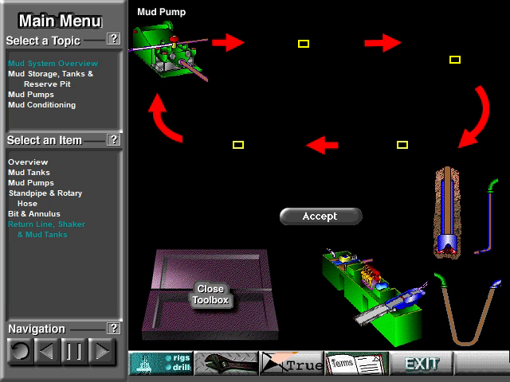Arrange this circulating equipment in proper order. Place the mouse cursor on the component, click and hold on it, and move it to its proper position. The mud pump is in place. What comes next?